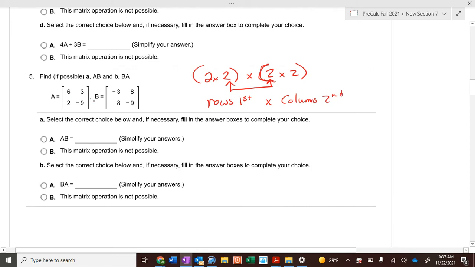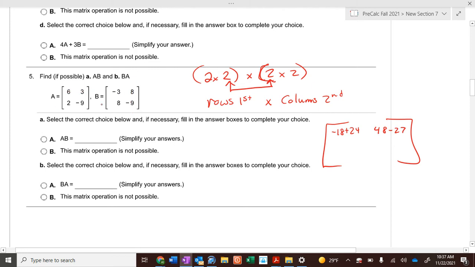So, to find AB, the first element, you take 6 times -3, which is -18, and add that to 3 times 8, which is 24. The first row of this, first column of this. Then, to get the second element up here, you take the first row of this times the second column of this. 6 times 8 is 48. 3 times -9 is -27.